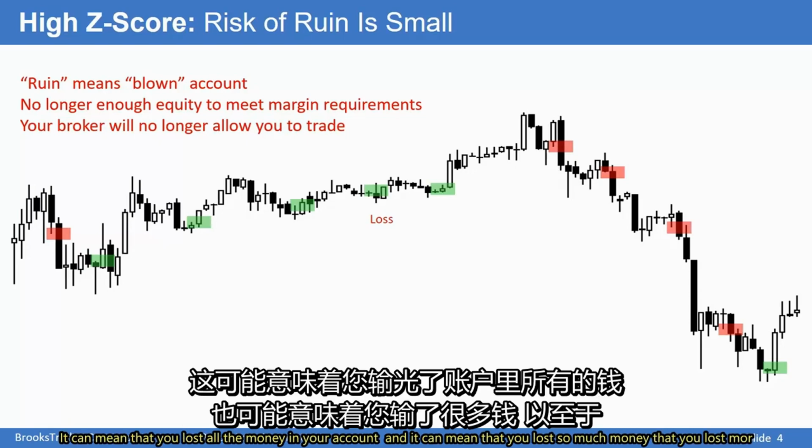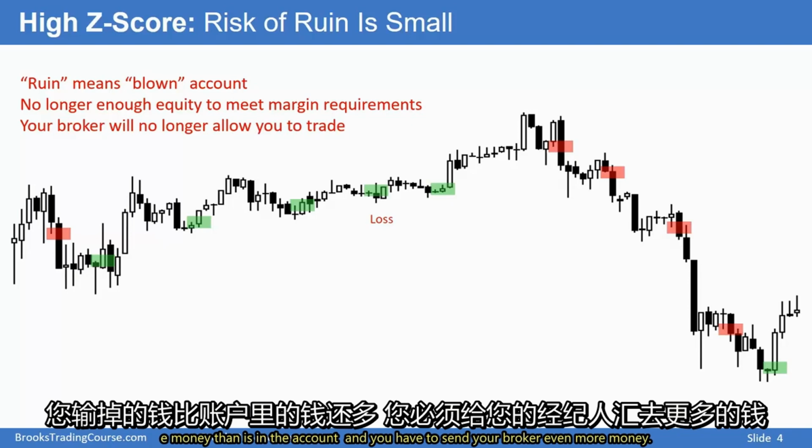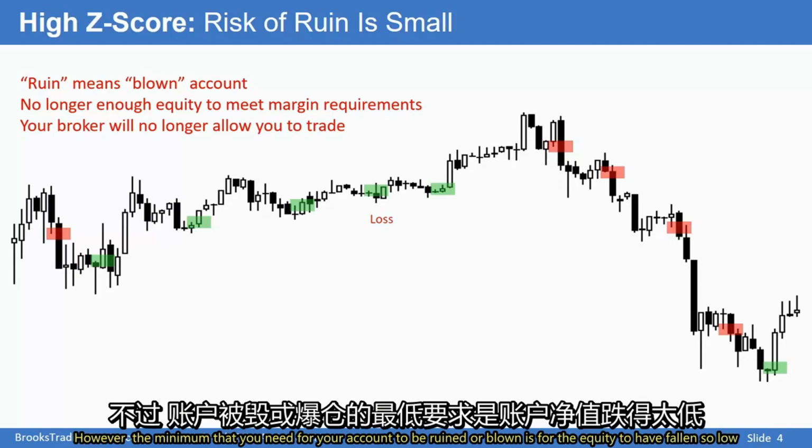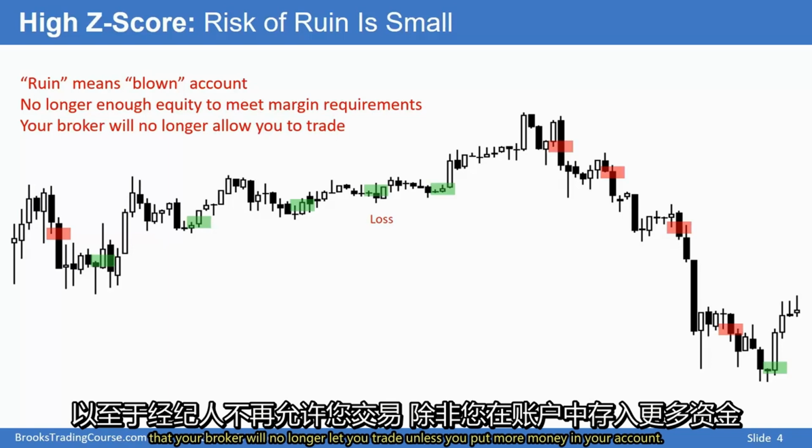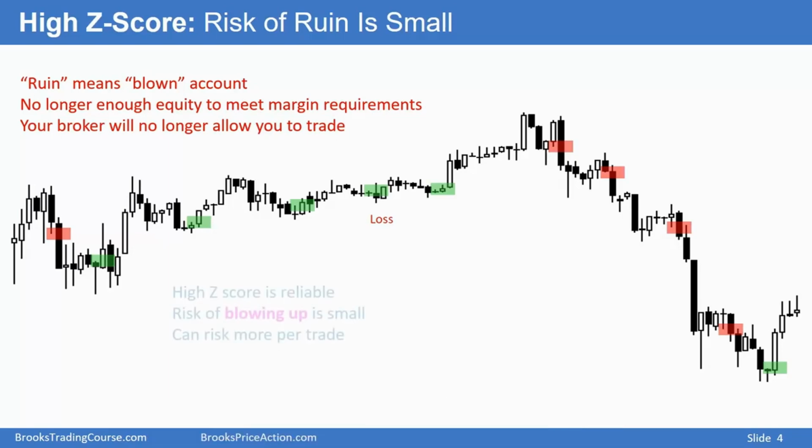It can mean that you lost all the money in your account, and it can mean that you lost so much money that you lost more money than is in the account, and you have to send your broker even more money. However, the minimum that you need for your account to be ruined or blown is for the equity to have fallen so low that your broker will no longer let you trade unless you put more money in your account.